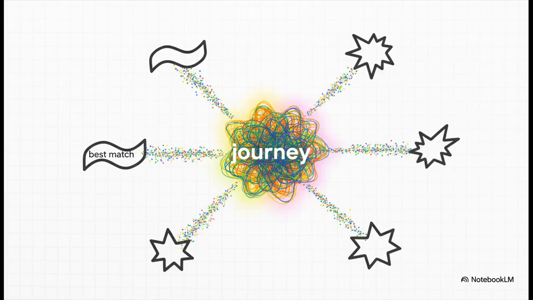Right, so once it has those relevance scores, the model pulls a value from each word. The value is like the actual substance, the meaning.